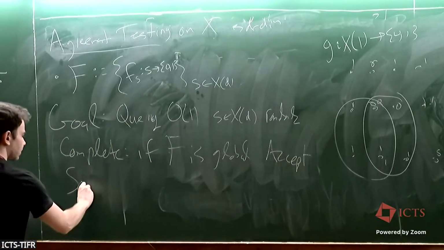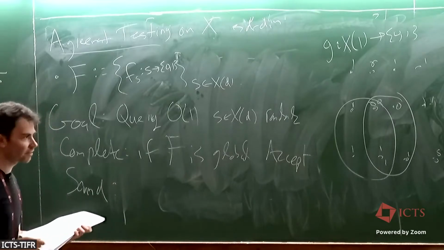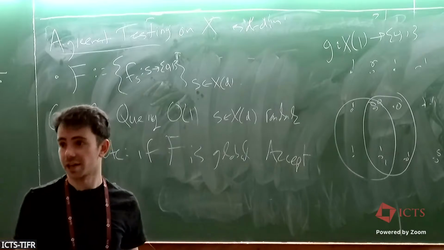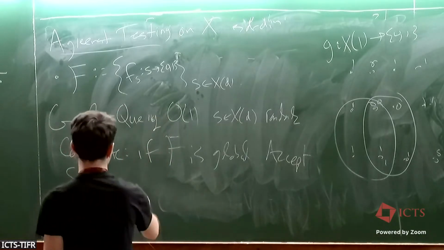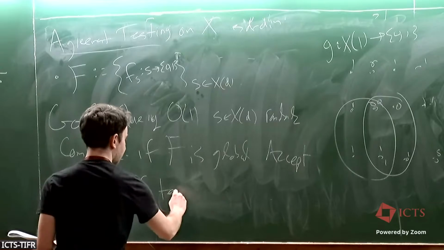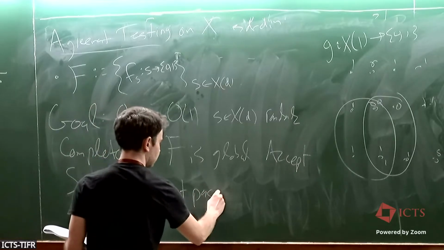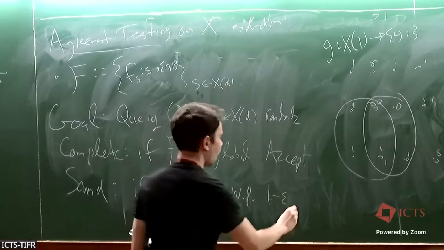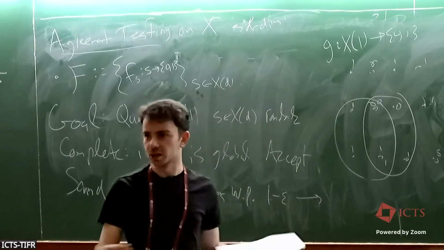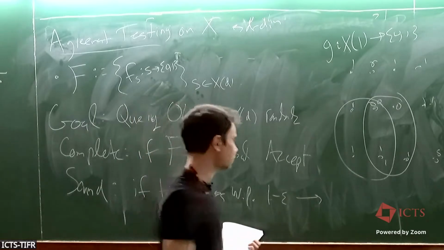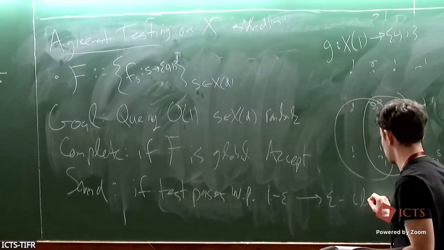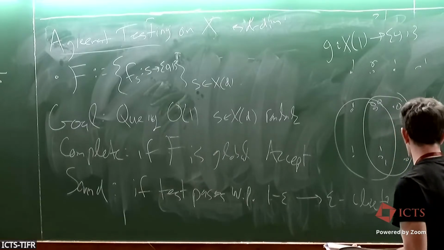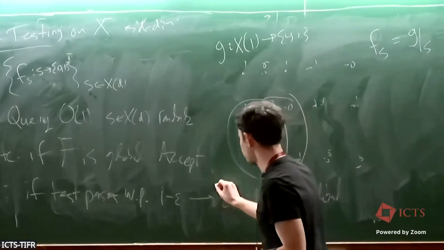And soundness, which is that if my test does pass with high probability, then I should indeed be close to being global. So if my test passes, maybe with probability like 1 minus epsilon, I want this to imply that I'm epsilon close to being a global function. What does epsilon close to being global mean? Maybe I should say O of epsilon.